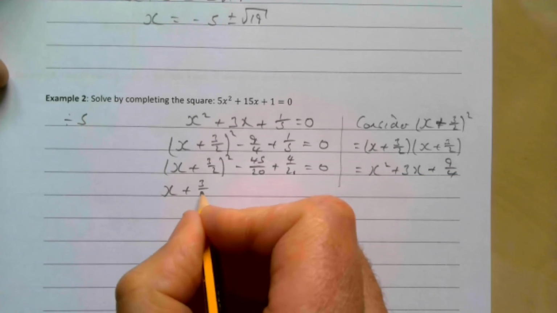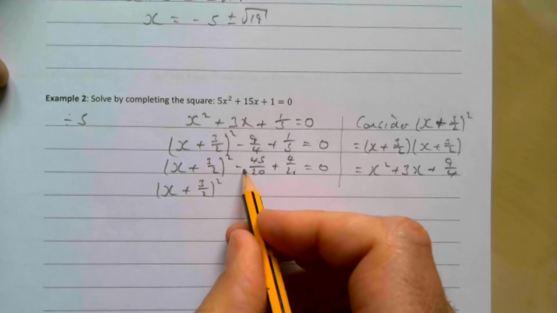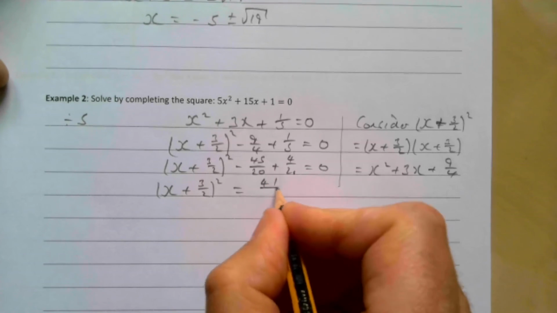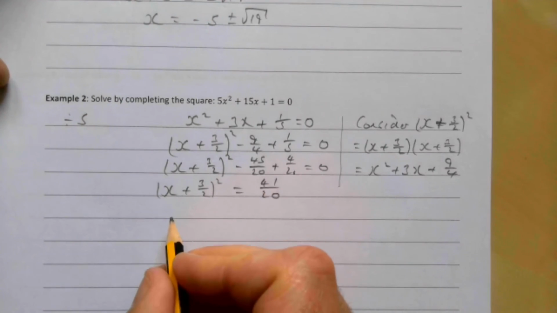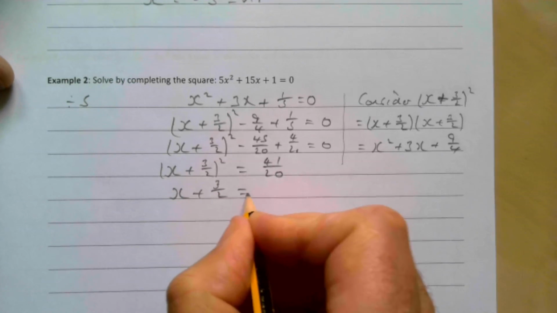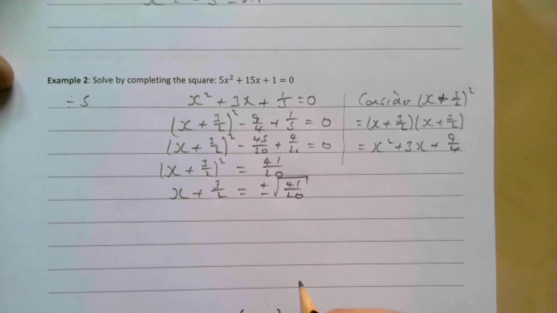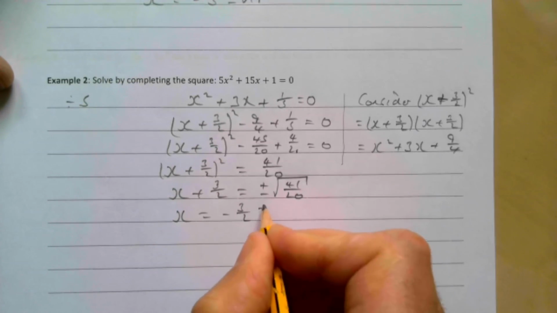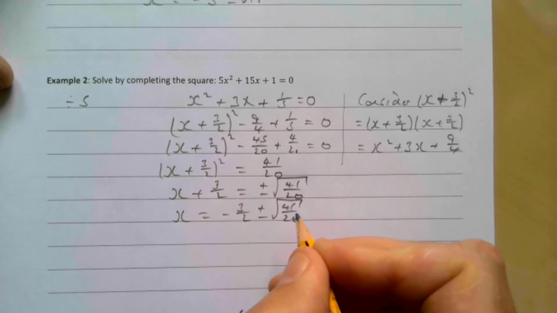x plus 3 over 2 all squared, minus 45 plus 4 is minus 41, and taking it over the other side gives me 41 over 20. I hope we're okay with that move. Taking the square root of both sides, I'm going to have x plus 3 over 2 equals the positive or negative square root of 41 over 20, and then I have x equals minus 3 over 2 plus or minus the square root of 41 over 20.